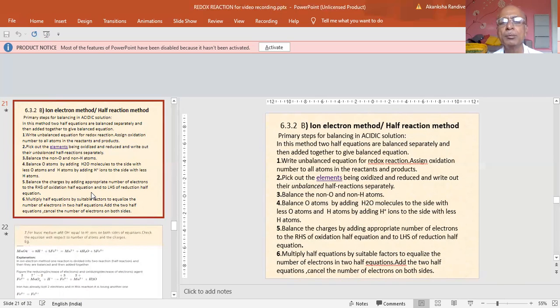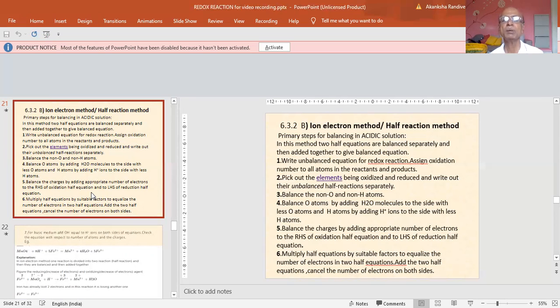Secondly, pick out the elements being oxidized and reduced. म्हणजे जो एलिमेंटचं ऑक्सिडेशन झालेलं आहे आणि ज्याचं रिडक्शन झालेलं आहे ते डिटेक्ट करायचे. And write out their unbalanced half reactions separately. त्यांच्या अनबॅलन्स्ड इक्वेशन्स आहेत, अनबॅलन्स्ड हाफ रिएक्शन्स आहेत, ते सेपरेटली लिहायचे.